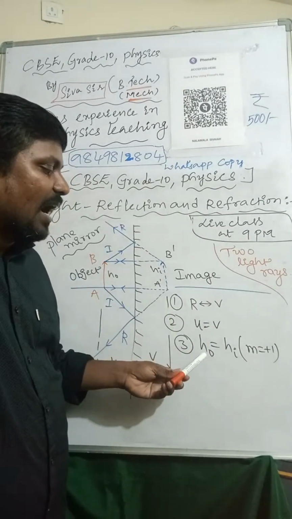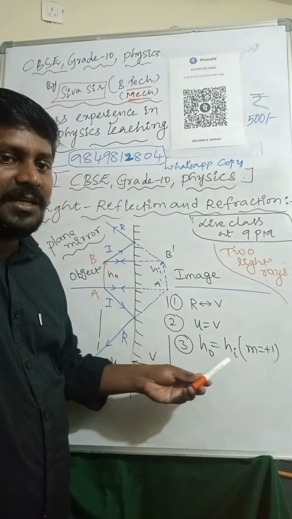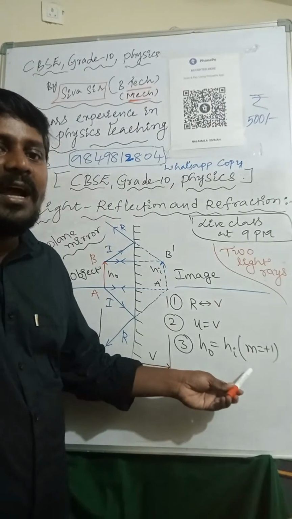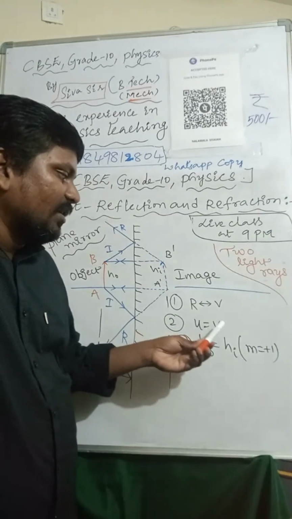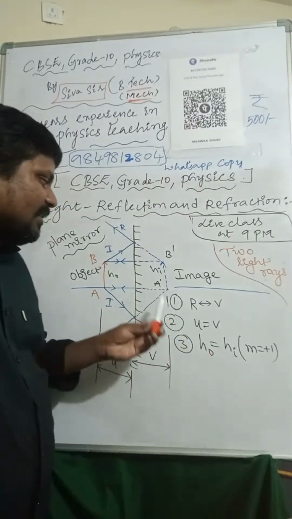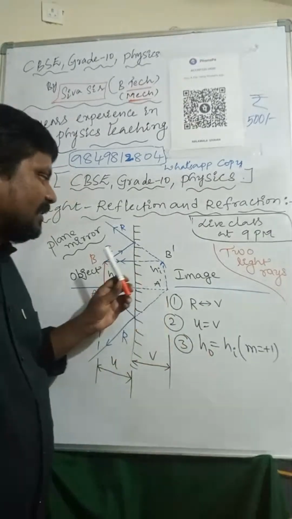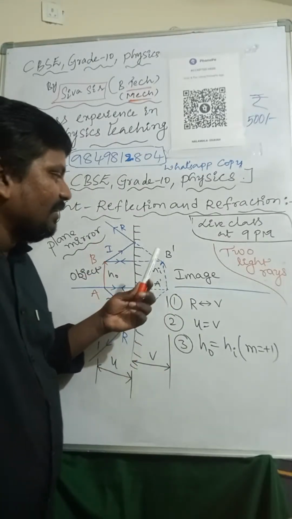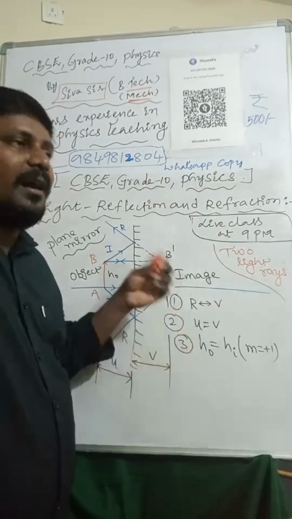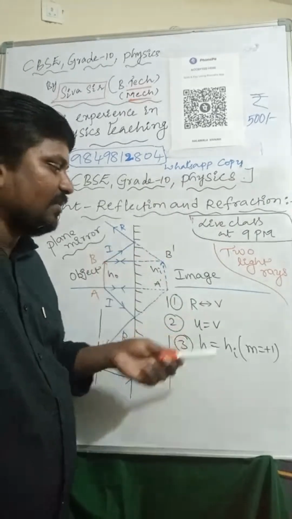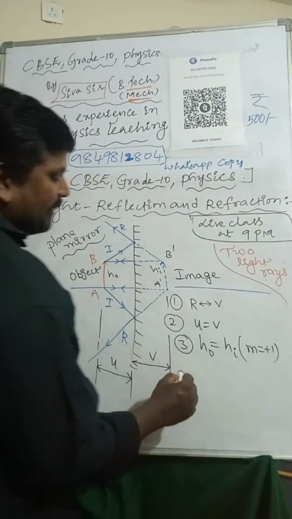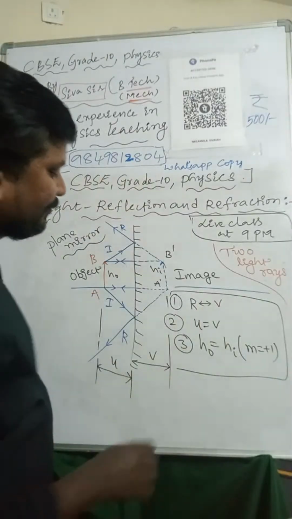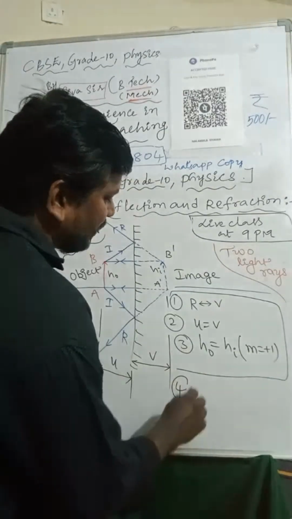That is nothing but height of the image equal to height of the object. Object distance is equal to image distance. Height of the object is equal to height of the image. And if object is real, image is virtual. Object is virtual, image is real. So very, very important points, so make sure that you are noting them down. And the fourth point is very, very important.